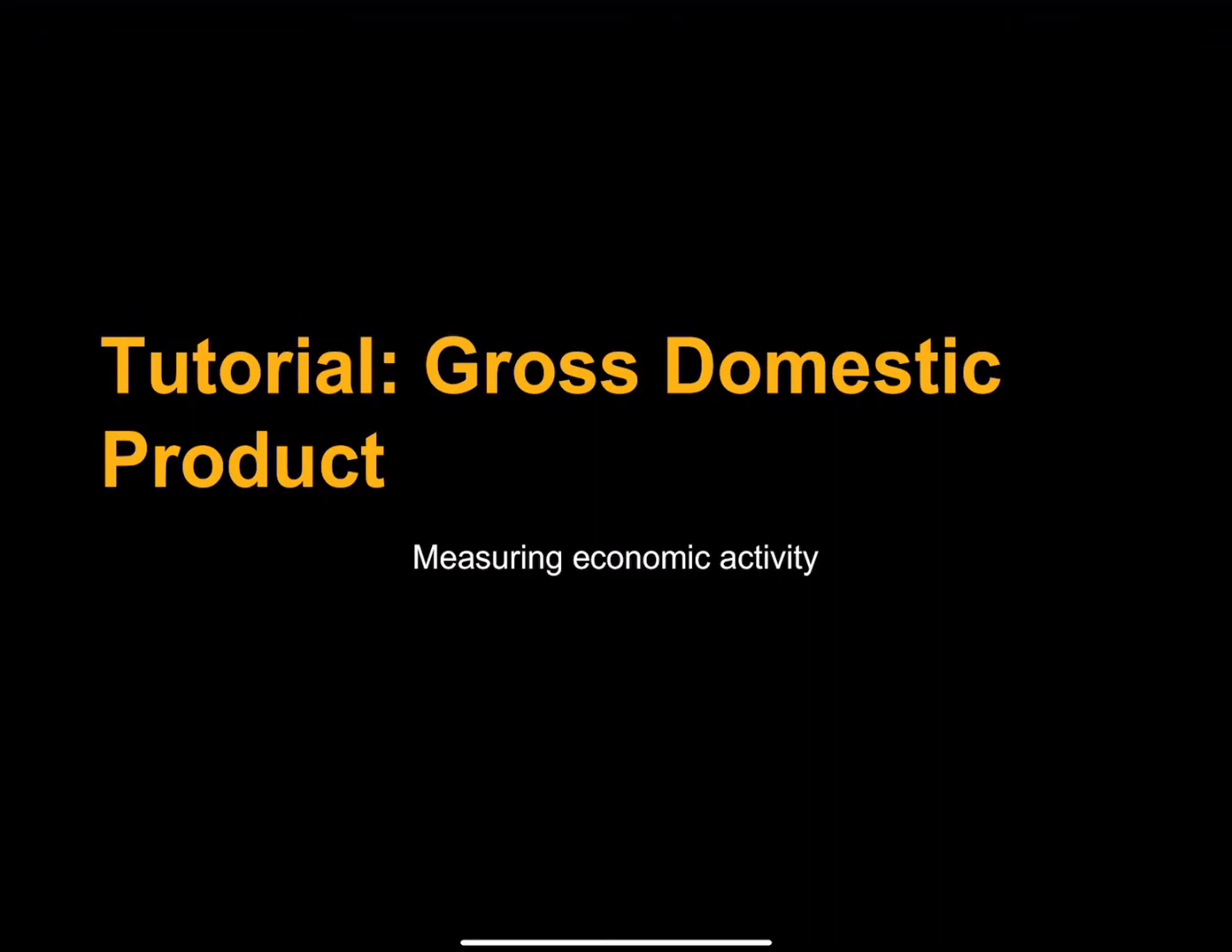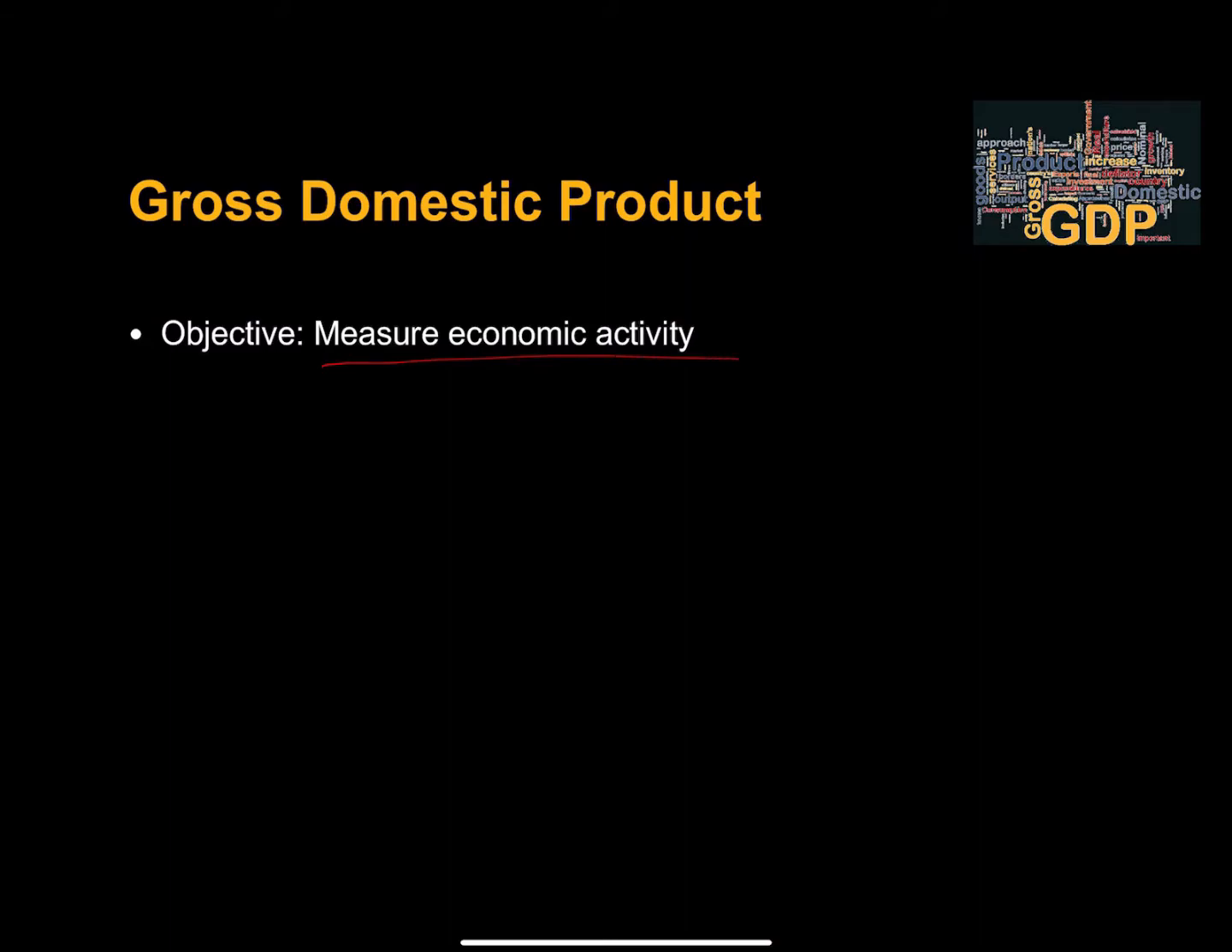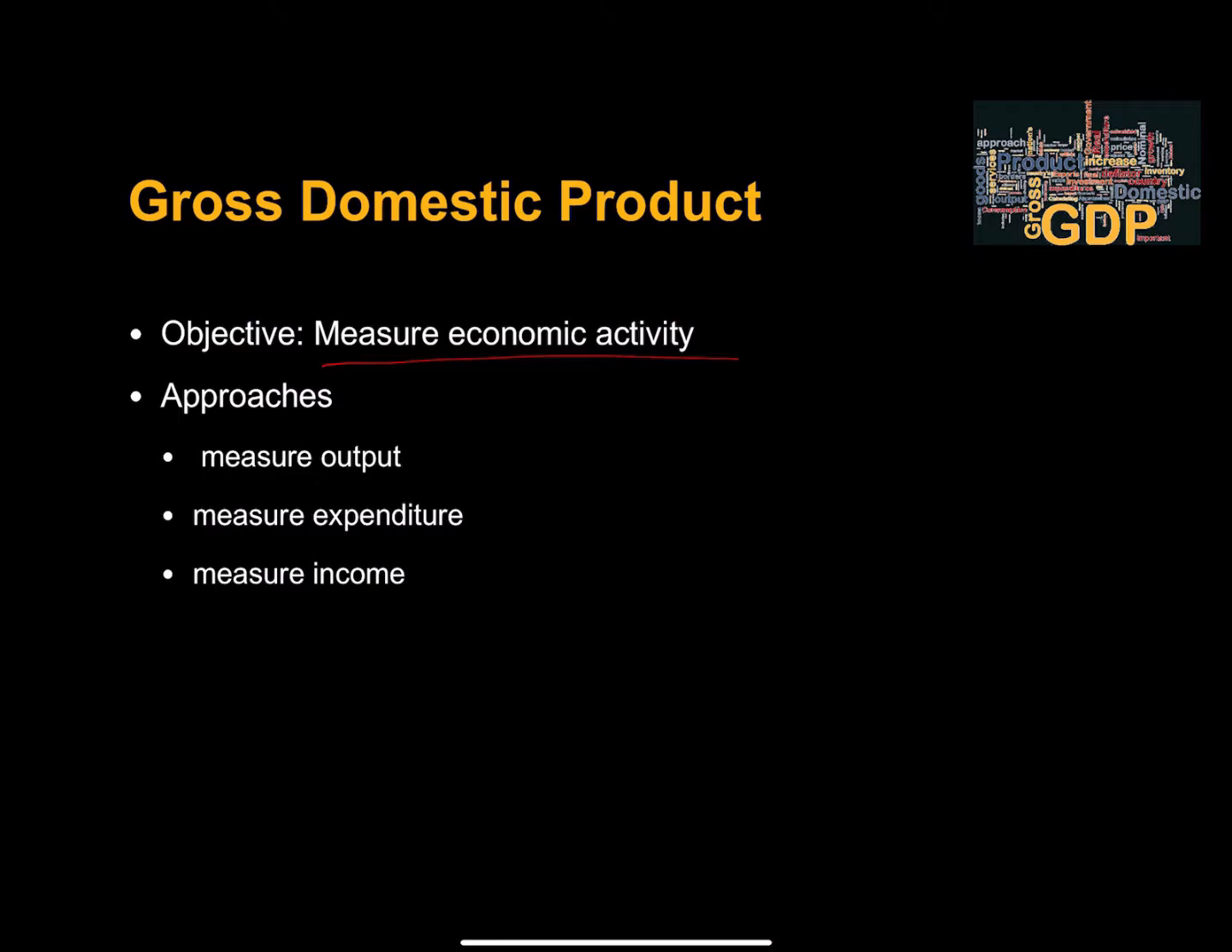In this tutorial, we're going to discuss measuring economic activity. If our goal is to understand how much activity is happening in an economy, we might want to measure the output of that economy. We might want to measure expenditures in that economy, and we might want to measure the income. As it turns out, all of these measure the same thing.